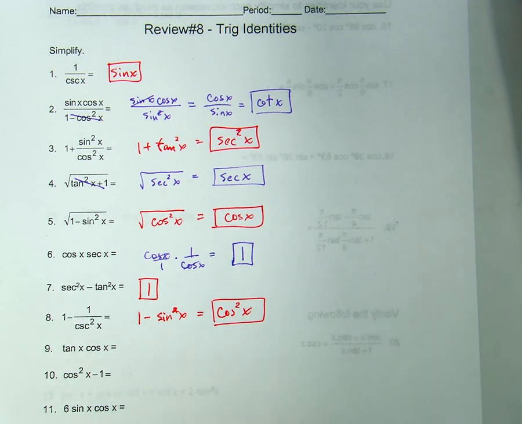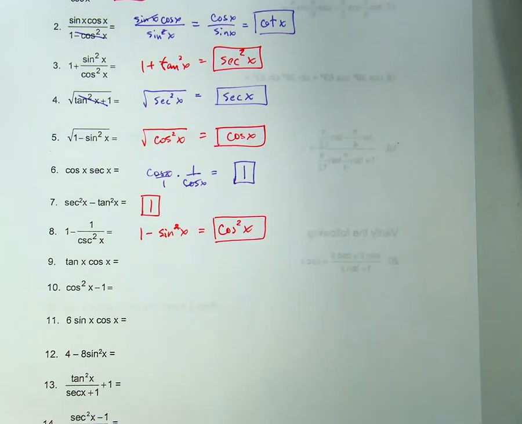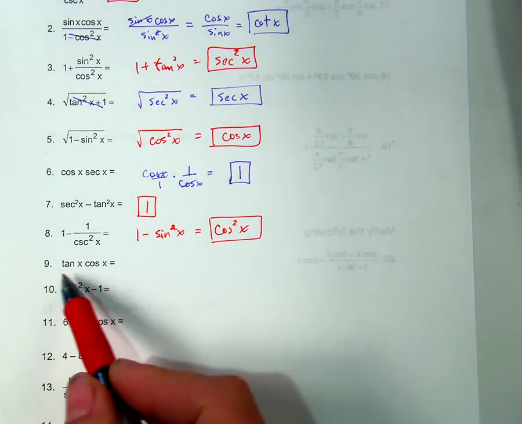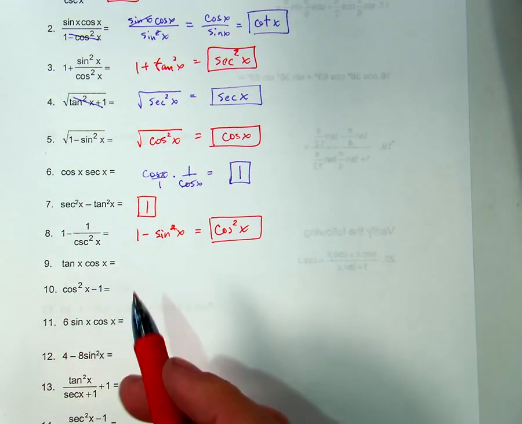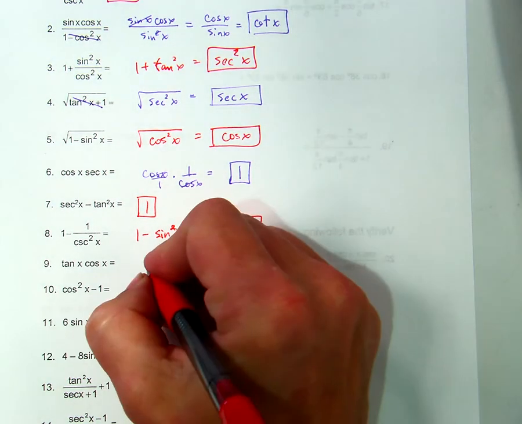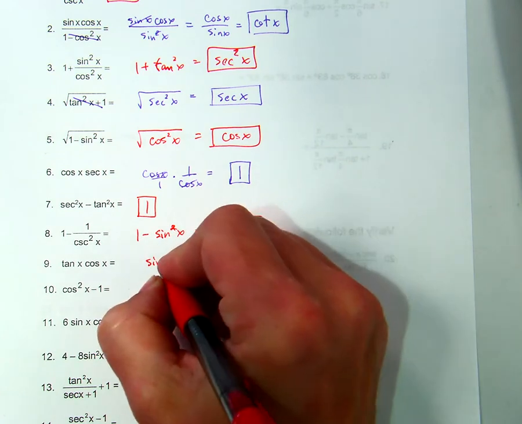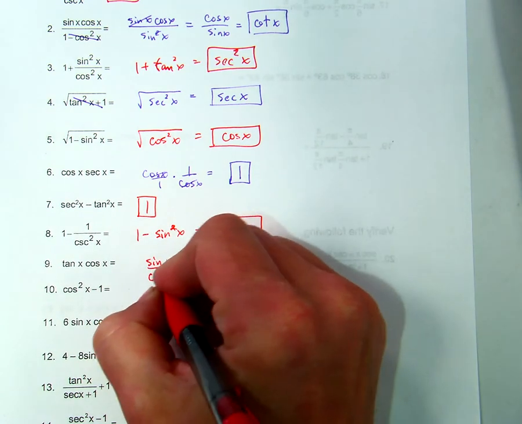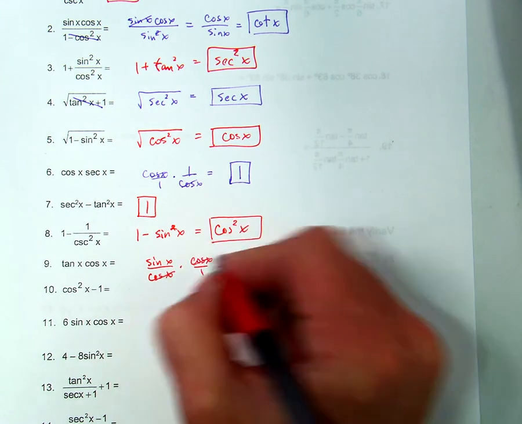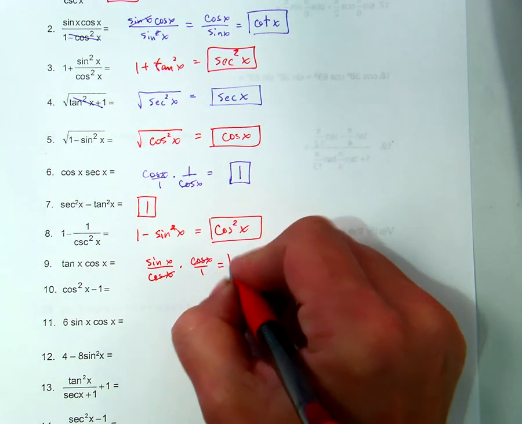Number 9, tangent cosine. Let me move up the page here a little bit. On this one right here, we can change these. A lot of times, remember, a hint to solving some of these is just put everything in terms of sine and cosine to help you solve these. Your brain kind of works better in cosine mode and sine mode. So if we change this to be sine x over cosine x times cosine x over 1, well, then our cosines would cancel and we just end up with sine x.